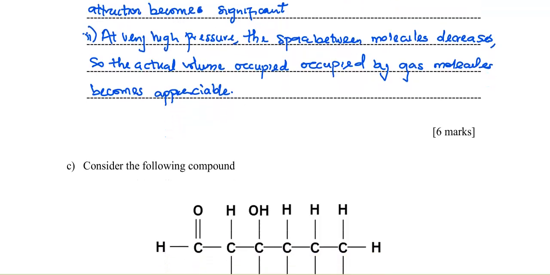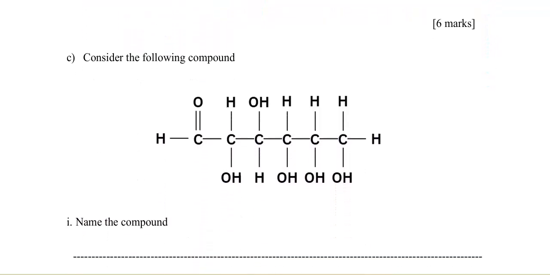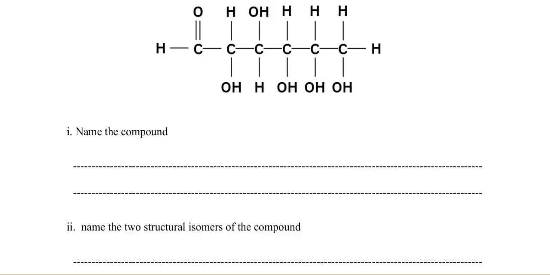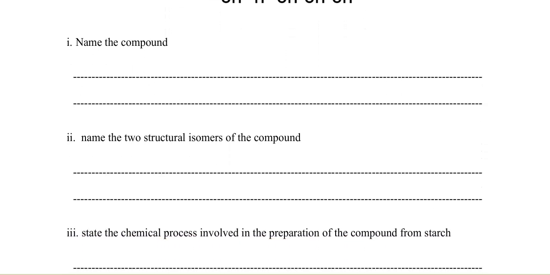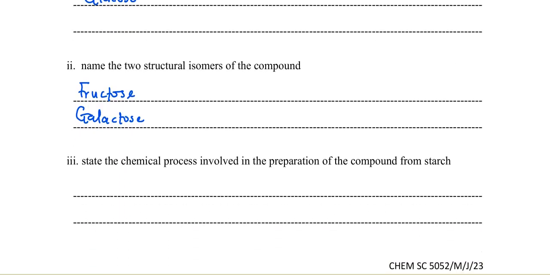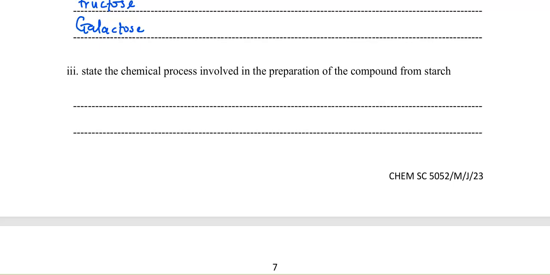The next question says, consider the following compounds. So the structure of the compound. It says, name the compound. The compound is glucose. Name two structural isomers of the compound. Two structural isomers of the compound are fructose and galactose. The next question says, state the chemical process involved in the preparation of the compound from starch. The process is hydrolysis of starch.